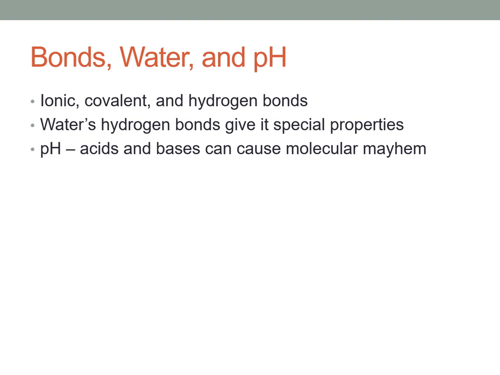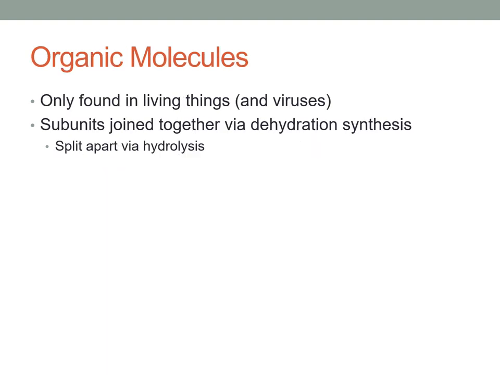We talked about pH, so acids, pH less than 7, the lower it is, the stronger the acid. Bases, pH greater than 7, the higher it is, the stronger the base, right? And they can cause molecular mayhem by stealing electrons or pushing electrons in and totally disrupting those bonds, okay? That was our first section.